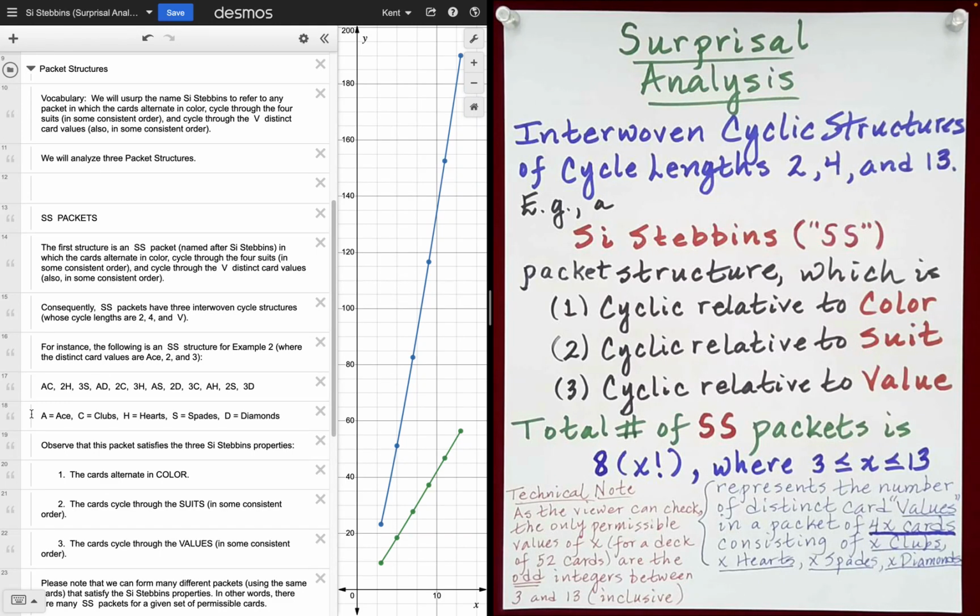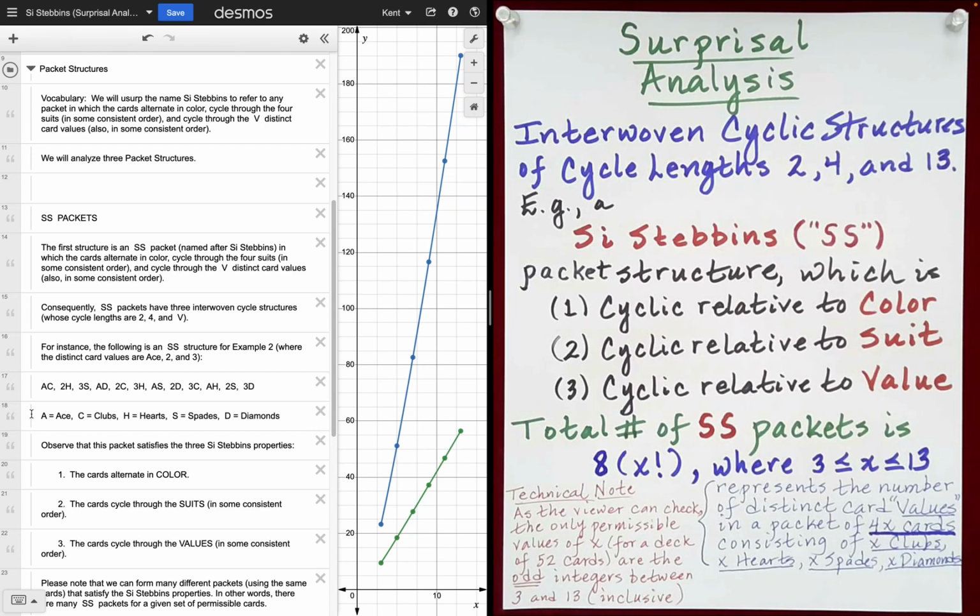The first structure is an SS packet, named after Si Stebbins, in which the cards alternate in color, cycle through the 4 suits, and cycle through the V distinct card values. Consequently, SS packets have 3 interwoven cycle structures, whose cycle lengths are 2, 4, and V.